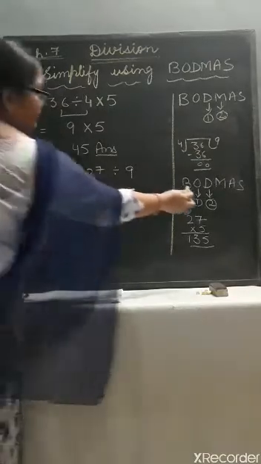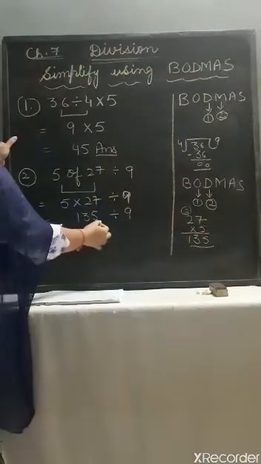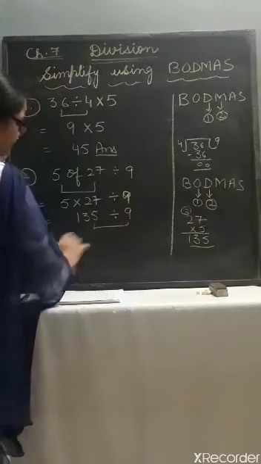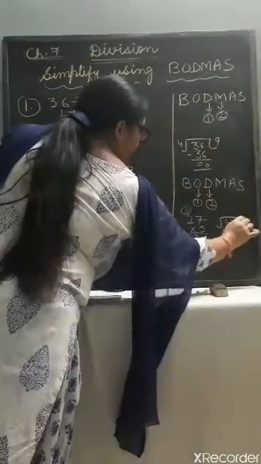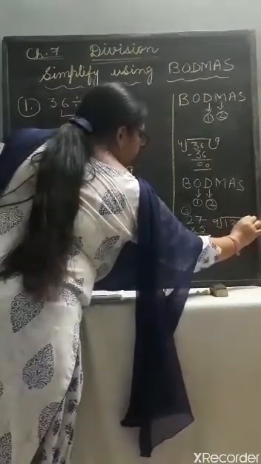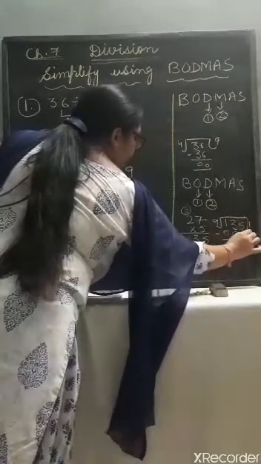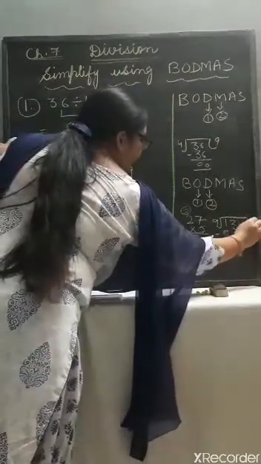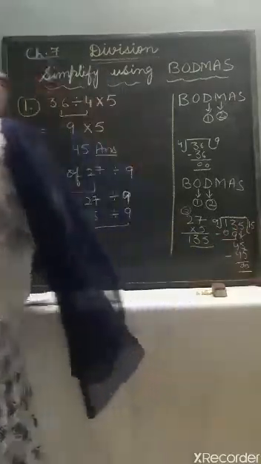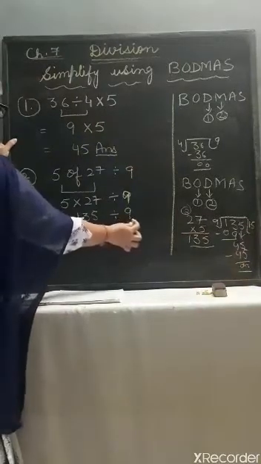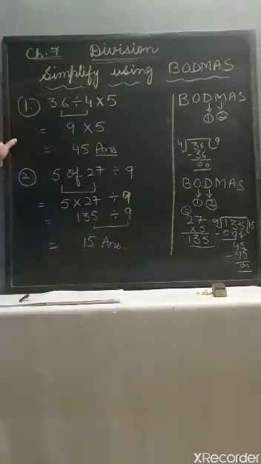Now, after solving of, we will solve division. 135 divided by 9. This will be solved. 9 ones are 9. By subtracting, we get 4. Bring down 5. 9 fives are 45. So, 135 divided by 9 is equal to 15, which is our final answer.